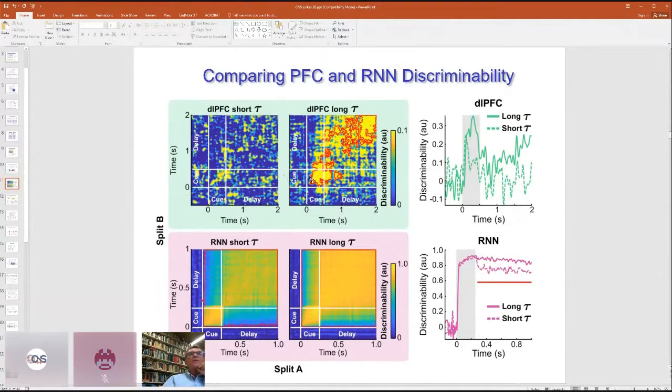The answer is that if you do that, there's a lot of information in the DLPFC, the dorsolateral prefrontal cortex, and also during the delay period. That's a really good indicator that somehow in the activity pattern, it was preserving the input. The same thing is true here, as you can see, where there's a lot of information both during the cue and delay period.